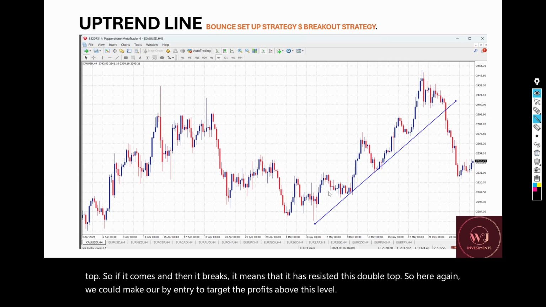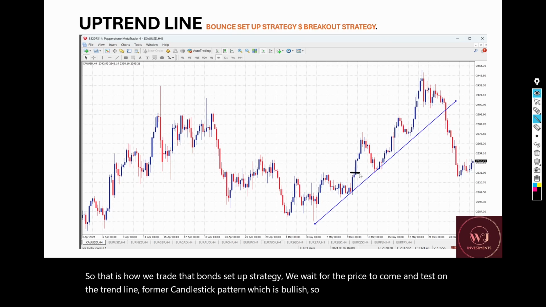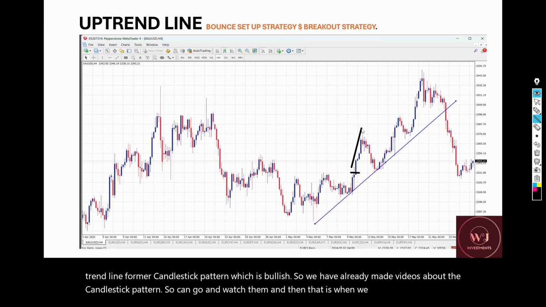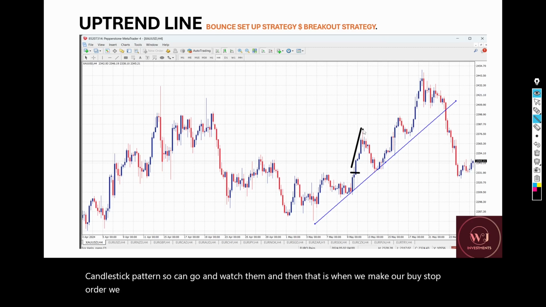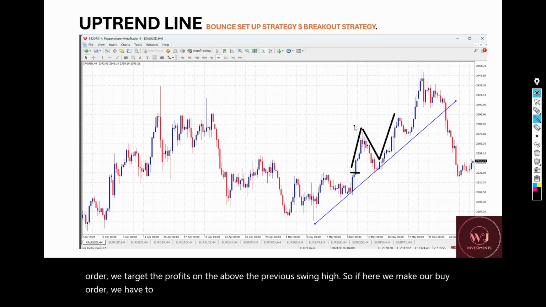So that is how we trade the bounce setup strategy. We wait for the price to come and test on the trend line, form a candlestick pattern which is bullish. We have already made videos about the candlestick patterns, so you can go and watch them. And then that is when we make our buy stop order. We target the profits above the previous swing high. So if here we make a buy order, we have to target above this level here. And even here, if we make a buy order from here, you have to target above this level here.